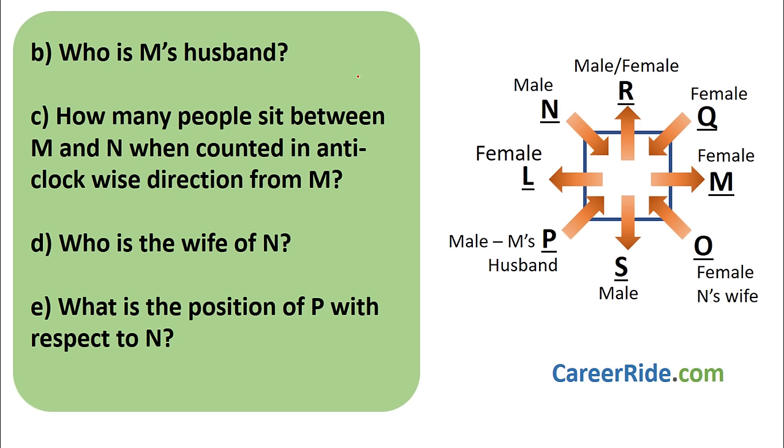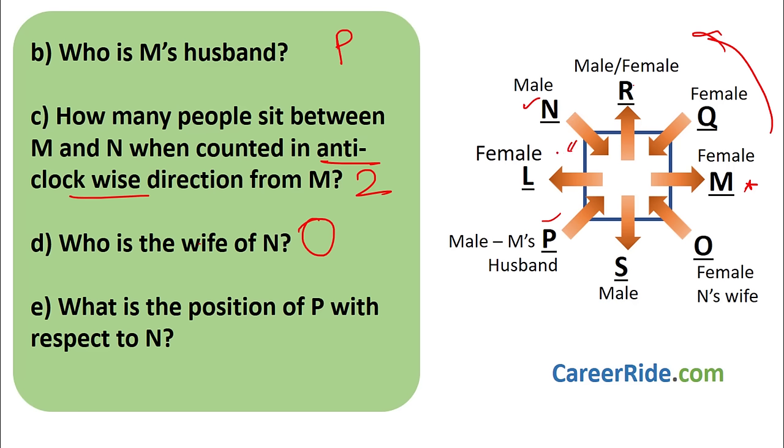Moving to next sub questions based on this diagram. Who is M's husband? M's husband is P. Okay. How many people sit between M and N when counted in anti-clockwise direction from M? M is over here. Anti-clockwise is like this. 1, 2, N. Okay, till N only. So, two people. Who is the wife of N? Wife of N is O. Okay. What is the position of P with respect to N? This is P, this is N. N facing inside.